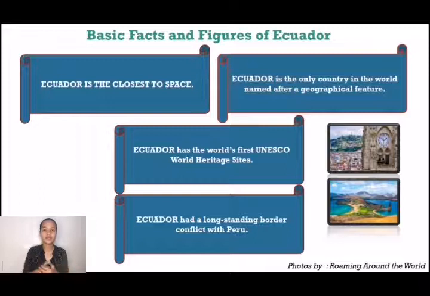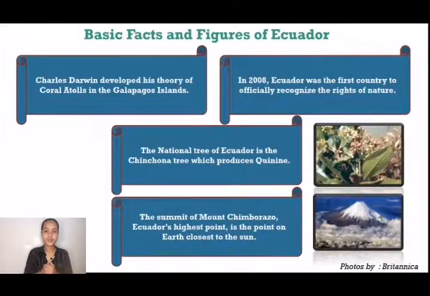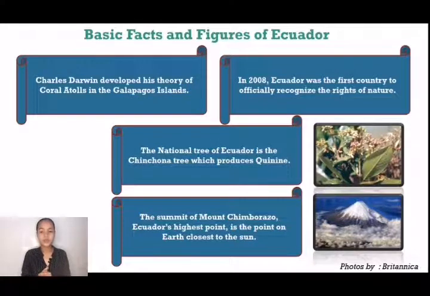Now, next is Ecuador had a long-standing border conflict with Peru. Next is Charles Darwin developed his theory of coral atolls in the Galapagos Islands. The national tree of Ecuador is the cinchona tree, which produces quinine, the first drug used to prevent and treat malaria. In 2008, Ecuador was the first country to officially recognize the rights of nature.